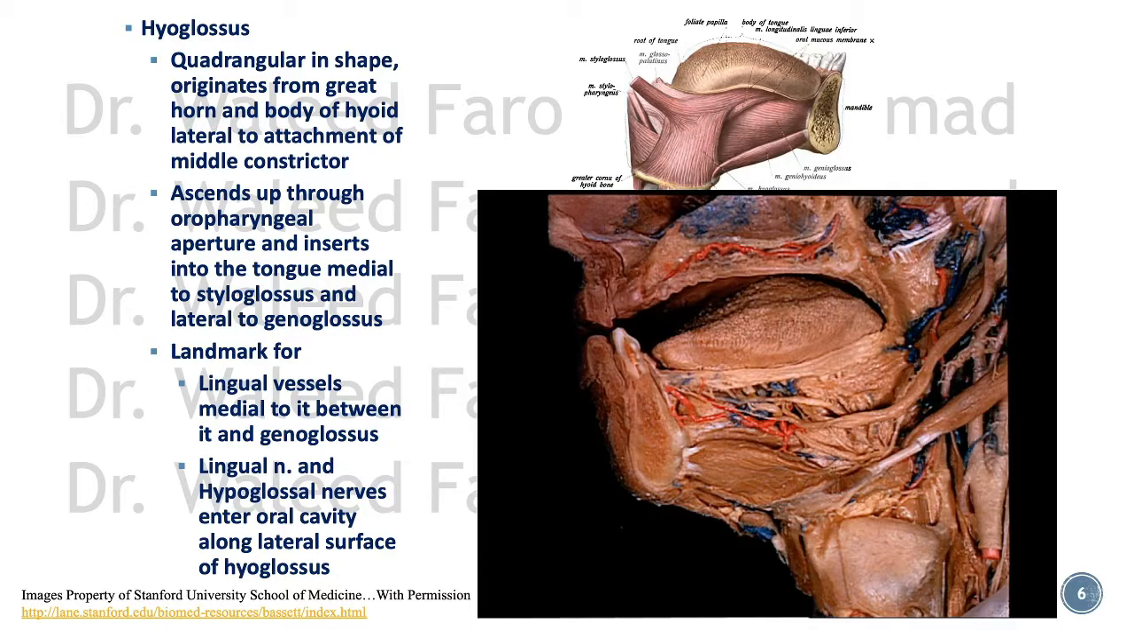Another extrinsic muscle is the hyoglossus. Of course, we know about the hyoglossus now. It's a quadrangular muscle that originates from the greater cornu, or horn, of the hyoid bone, and ascends vertically to insert in the tongue. The hyoglossus is a key muscle for relations. It's a very good area for multiple choice.